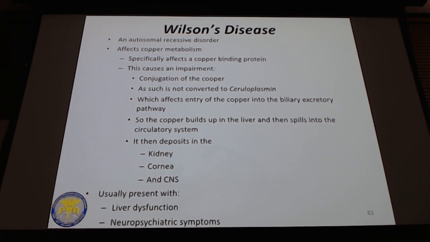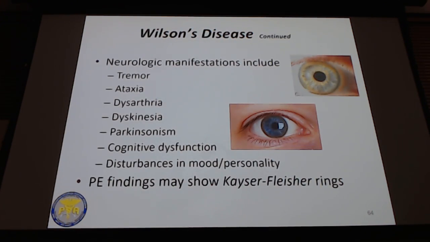Kidneys, cornea, CNS, that's why we're talking about it, central nervous system, copper deposits, that's probably not good. They're going to manifest with some sort of CNS pathology, right? Specifically, tremor, ataxia, dysarthria, dyskinesia, Parkinsonism, cognitive dysfunction, and disturbances of mood and personality. So again, if young person comes in and we're thinking, man, Roger said to think about Huntington's, I would probably keep this on your differential as well.